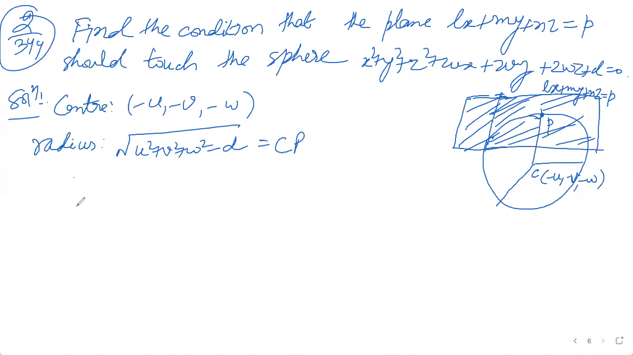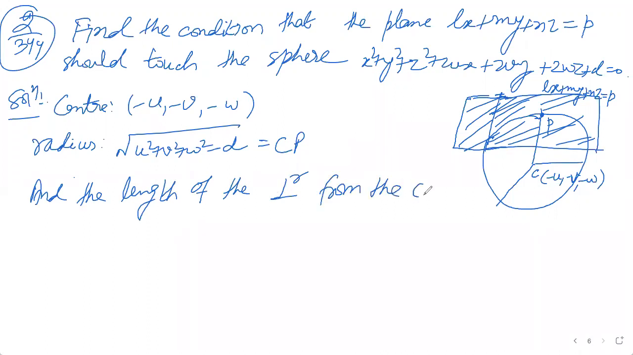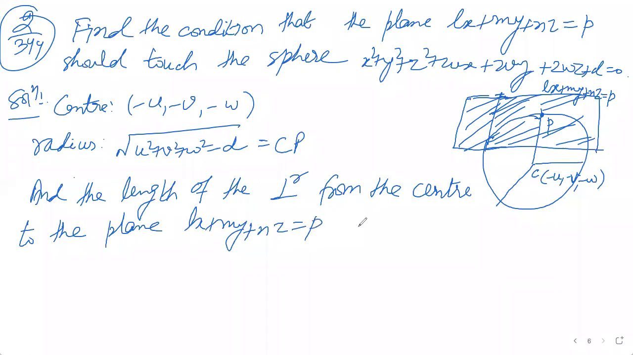And now I will use the length of the perpendicular. If I am finding the length of the perpendicular from the center to the plane, Lx plus My plus Nz is equal to p.